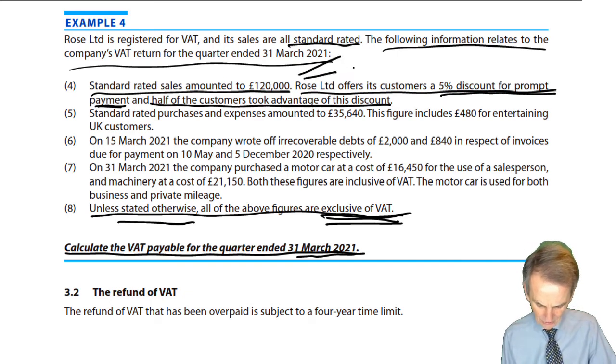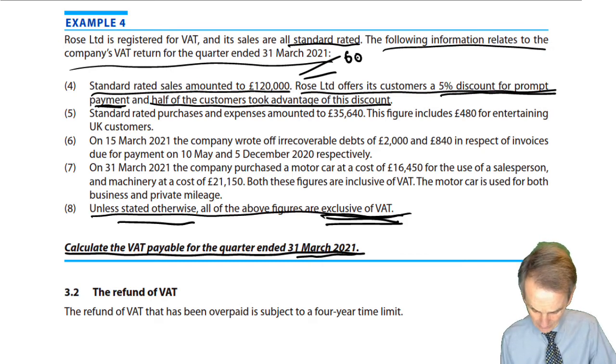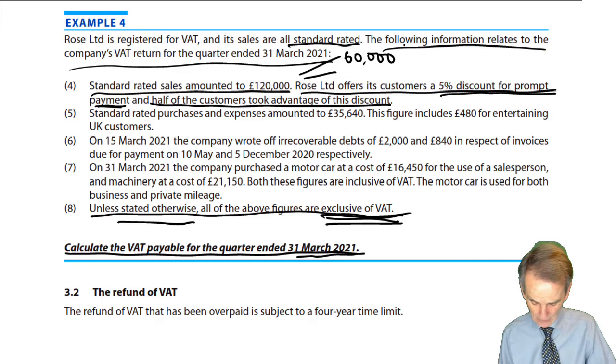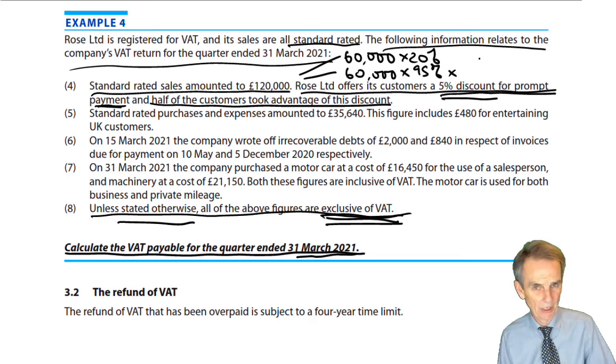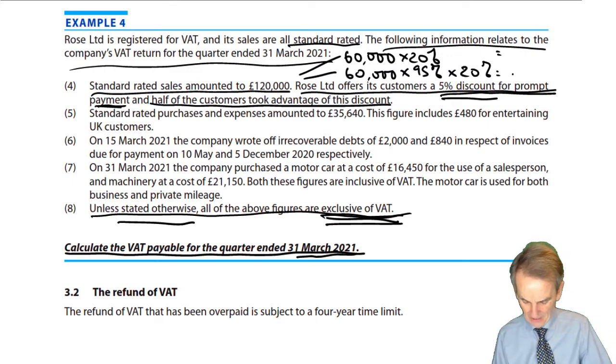So, we have sales in total of 120. Half of the customers took advantage of the discount, half didn't. So, for 60,000 there, half of the sales, the customers did not take advantage of the discount. So on the full 60,000 VAT exclusive sales price, there's going to be a 20% VAT charge. On the other half, the other 60,000, then we offered a discount of 5%, so only 95% of that was received, and on the received amount, we then take the VAT at 20%. So you'll work out, therefore, what is the output VAT on that basis.